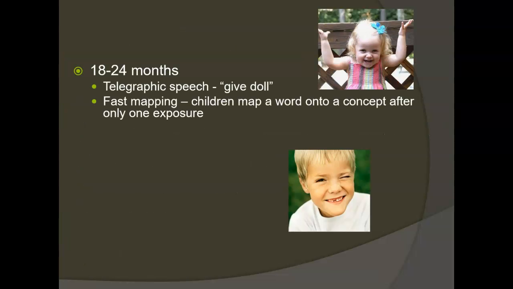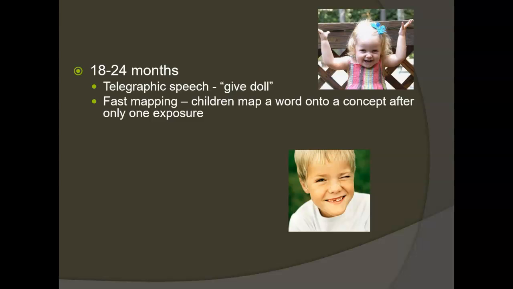So from 18 to 24 months, we have what's called telegraphic speech. We will hear a child at this age give a verb and a noun, in this case, give doll. And they're clearly able to communicate meaning.